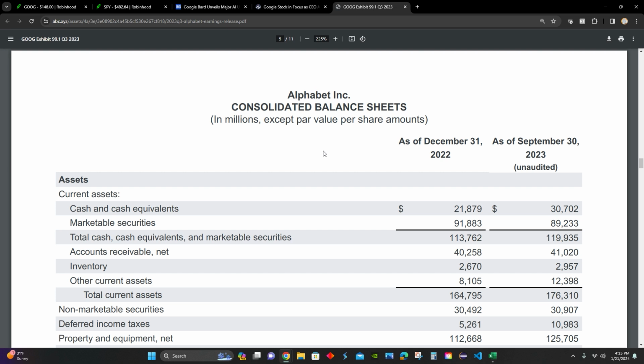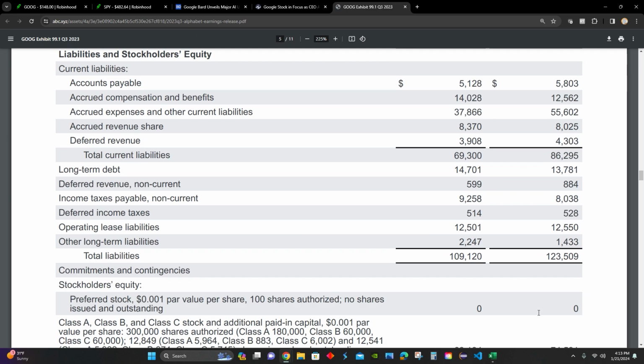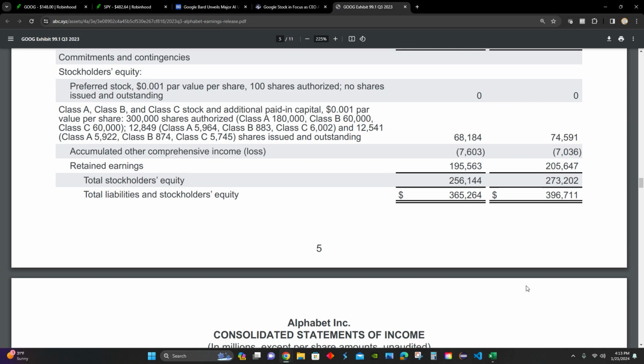Next, we can see their financial statements right here. This is their balance sheet comparing 2022 to 2023 on the right here. Total assets increased from $365 billion to almost $400 billion. We can see they have total liabilities of $123 billion and total stockholders' equity of $273 billion, with retained earnings sitting at $205 billion.